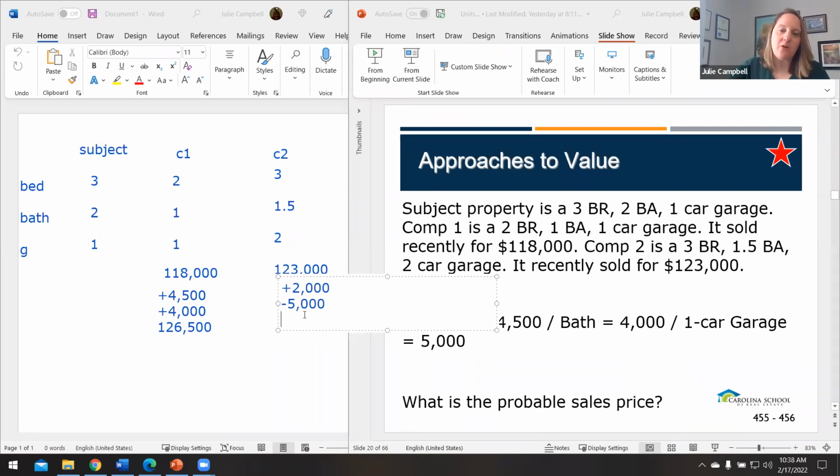So I take the sales price of $123,000, I add $2,000, and then I subtract $5,000. So now I have an adjusted comp of $120,000. If the appraiser is doing this, they would use their correlation to give their opinion of value. It's going to be somewhere between here. It depends on what they put more weight on. Do they think a garage is more valuable than a bedroom?